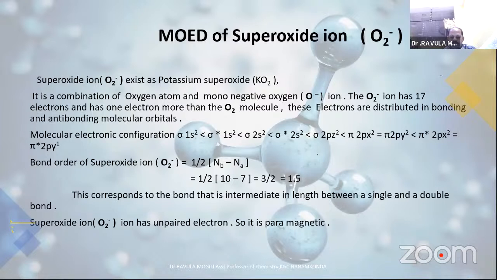Potassium superoxide, rubidium superoxide, cesium superoxide, they can be used for production of oxygen in submarines. Next one, it is a combination of an oxygen atom and a mono negative oxygen ion. So one oxygen atom, one oxygen ion. The O2 minus has 17 electrons. It is more than 14 electron system.